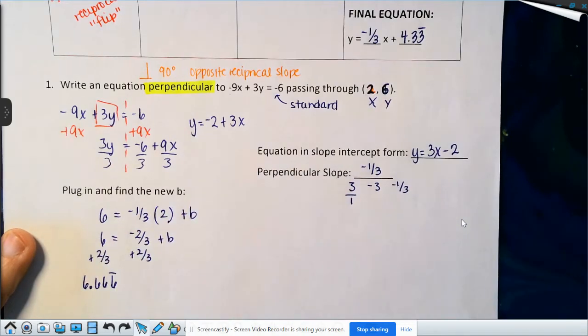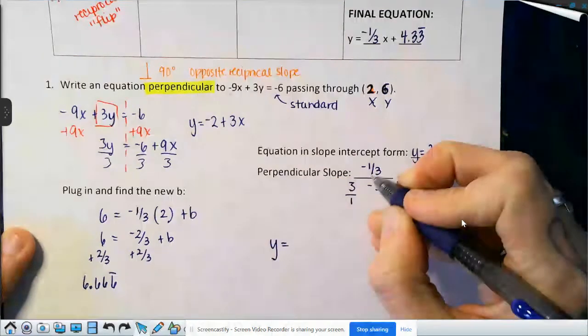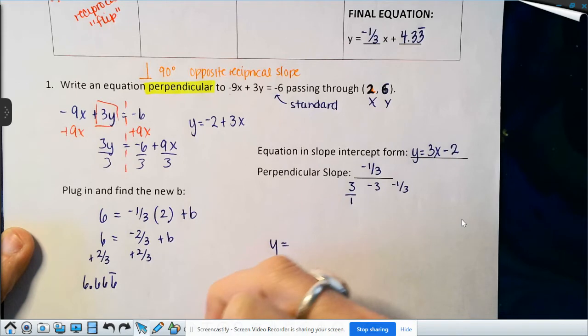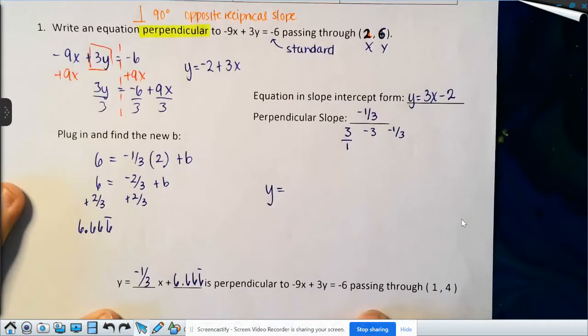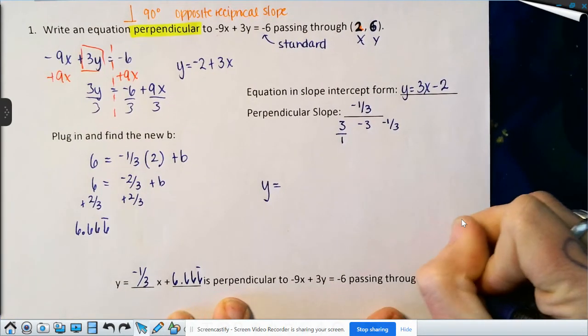And then when we write our equation, we take our perpendicular slope of a negative 1/3 plus 6.6 repeating forever and ever. Just repeated 6's all the way across. And that line will be perpendicular to this line passing through 2, 6.